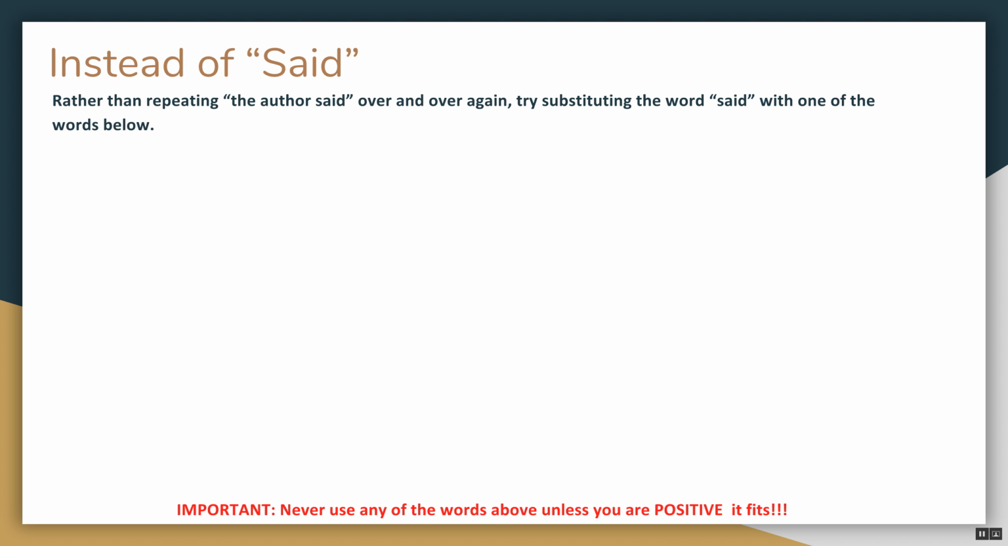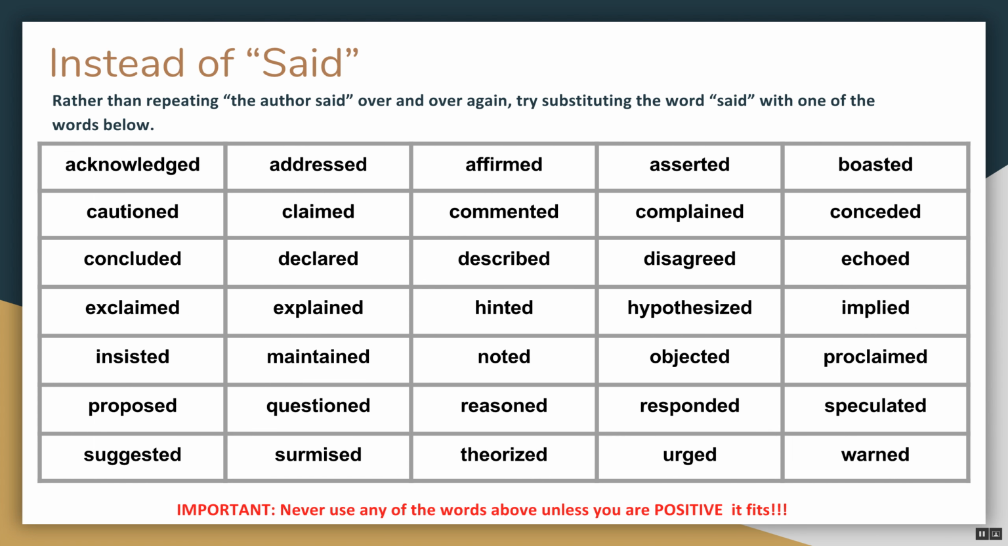So you don't want to do that. So try to use one of these other colorful words instead of said. The author concluded. The author explained. The author objected. The author complained. The author speculated. The author theorized. The author surmised. So any of these words would be great. If you want to pause and write some of them down, you may do that right now.